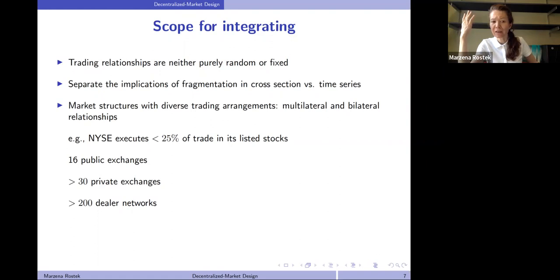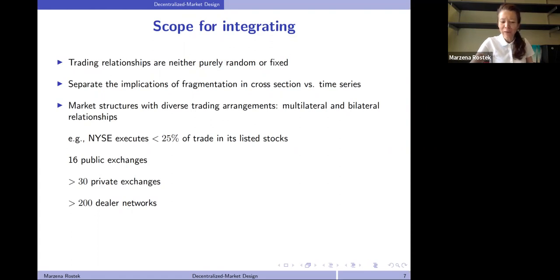Over 30 private exchanges, so think of dark pools, liquidity pools, where participation is restricted mostly to large institutional investors, and over 200 dealer networks. Right? I'm essentially giving you a complete description of the top of the equity markets in the US today. But this is representative across asset classes, domestic, international, and so on.